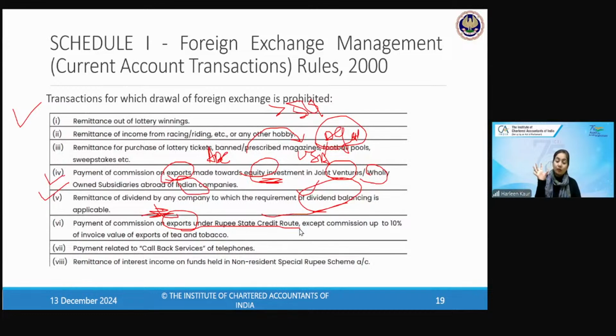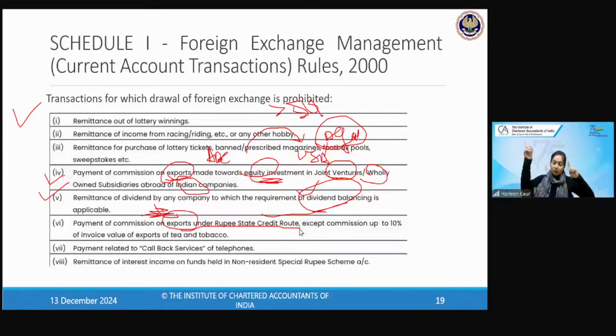Now, the US has a lot of rupee currency together. Now, next time when we export the goods, they also send us the rupees back. They don't exchange the foreign exchange, they're sending us the same. So under the rupee state credit route, only rupees are being used. You're not using any other thing. So there is no need of payment of commission on such exports. You will not get the foreign exchange because the transactions are being done in rupees only. If you want to pay commission in rupees, you can pay, but under the rupee state credit route, you cannot use the foreign exchange. Simple. So how will you learn the fourth point?